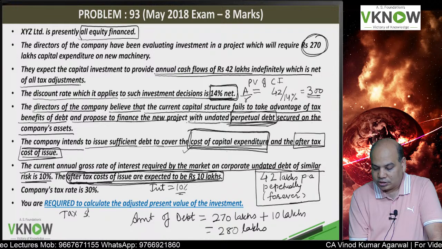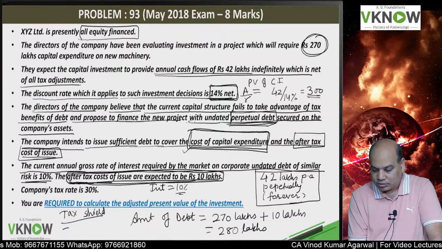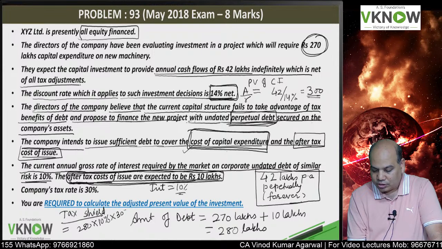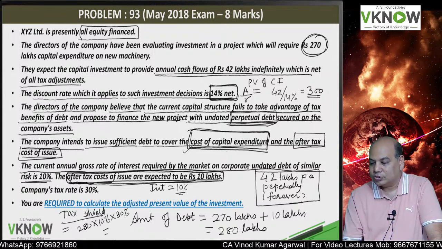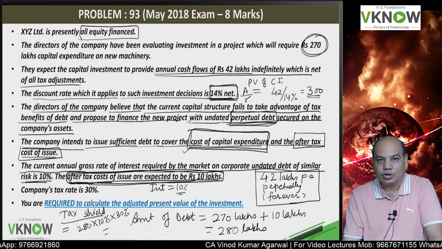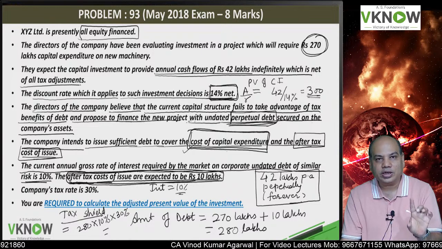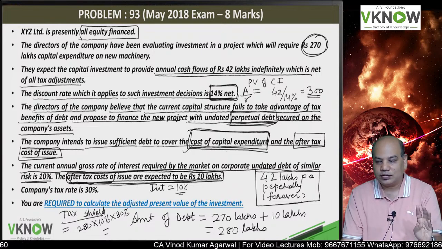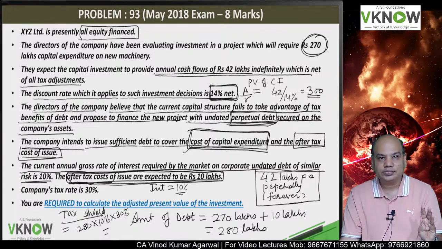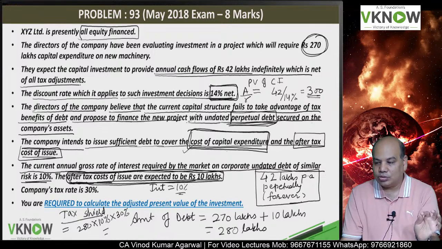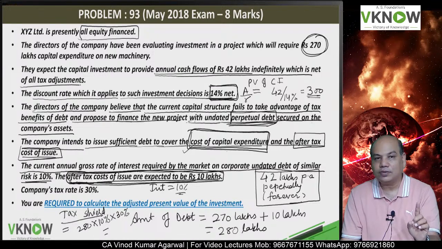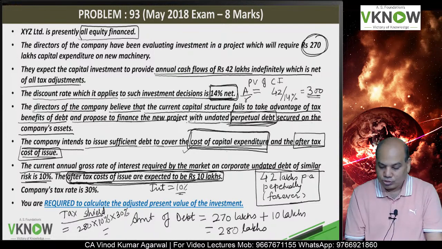And what will be the tax shield on that? Tax shield on interest will be 280 lakhs into 10% interest into 30% tax rate. On 280 lakh debt, which you have to raise so that you can meet capital expenditure and issue expense, 10% interest into 30% is the tax shield for 1 year. That comes to 8.4 lakh.